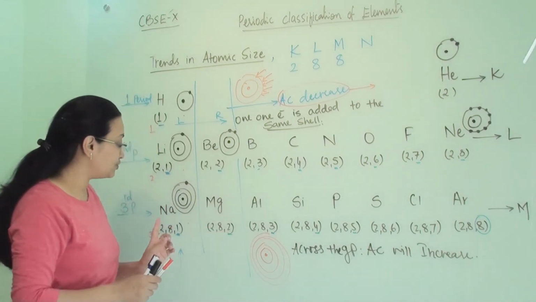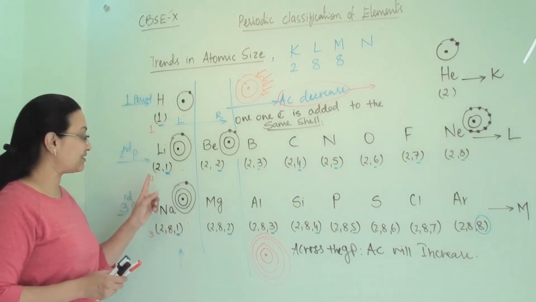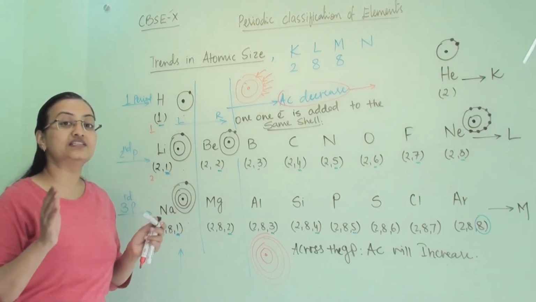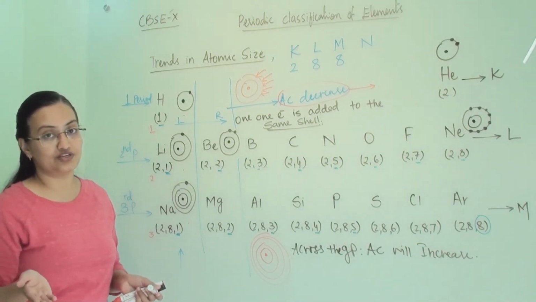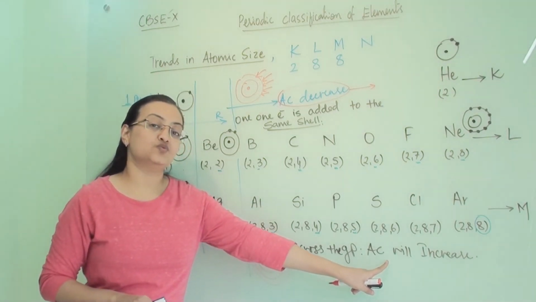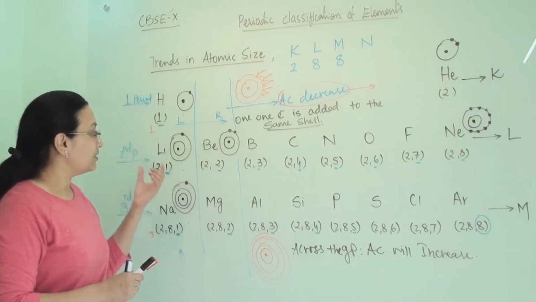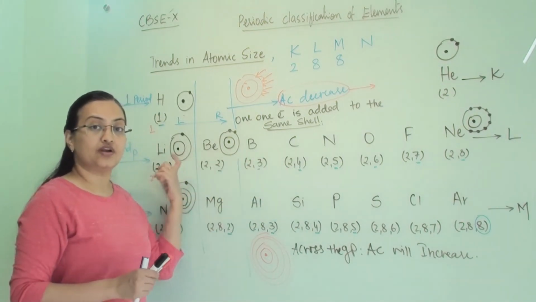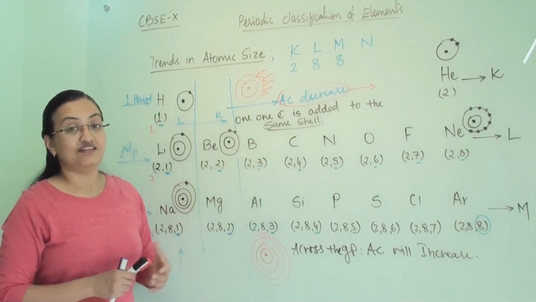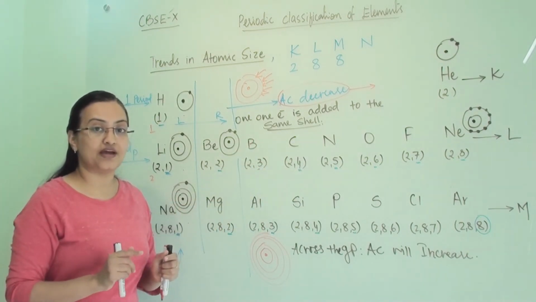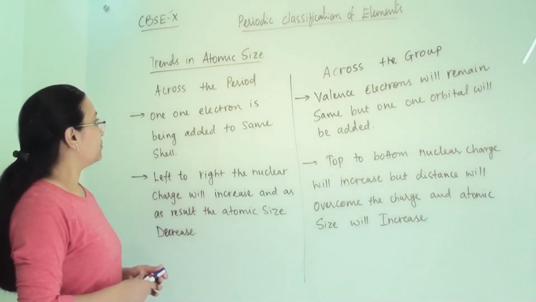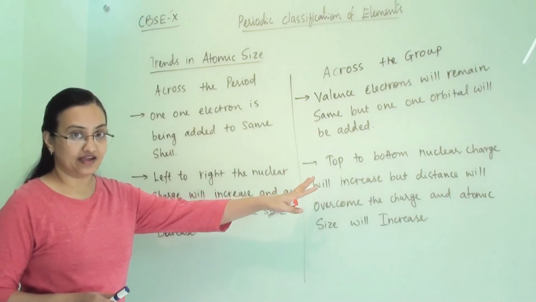Here also the nuclear charge will increase because electrons are increasing. The nuclear charge will increase, but the distance will overcome this nuclear charge. So across the group, the atomic size will increase, and going left to right, or across the period, the atomic size will decrease. Let us write this in a point-wise manner and understand it. Let us compare what will happen across the period and across the group.